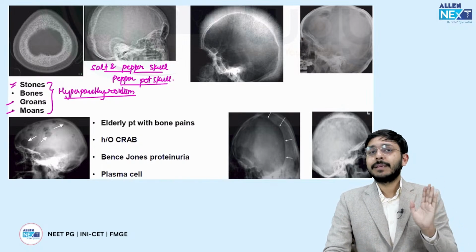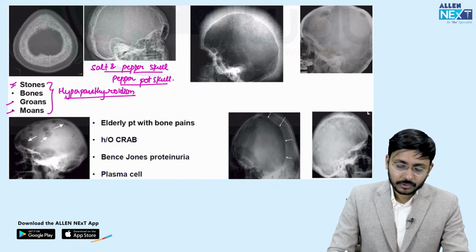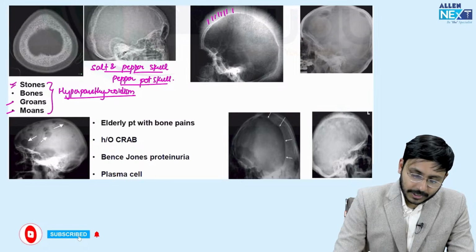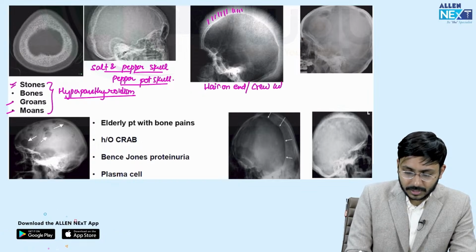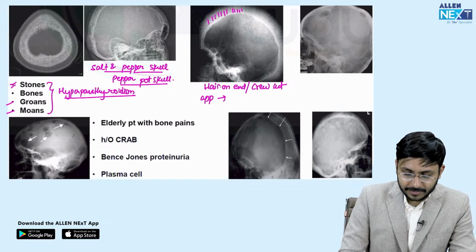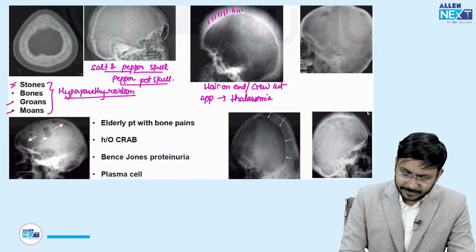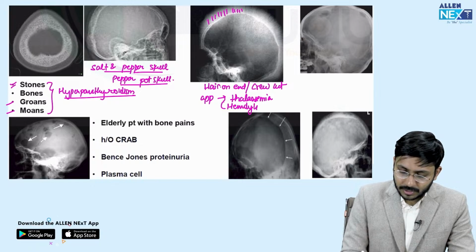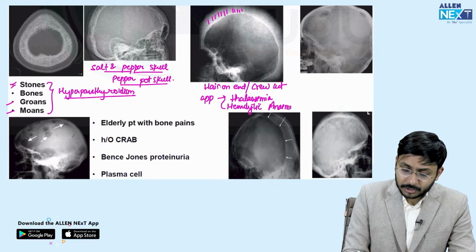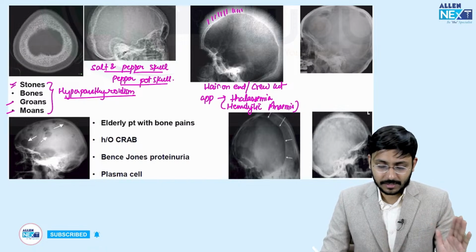Now, some other appearances of skull not related to hyperparathyroidism but which come as a spotter. So, this crew cut appearance or hair on end appearance is seen in thalassemia, or in general, you can call it hemolytic anemias. Hemolytic anemias will also include hereditary spherocytosis, hereditary elliptocytosis, thalassemia, etc.